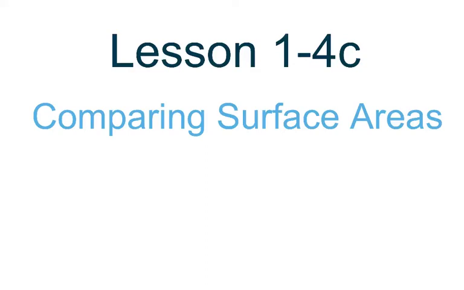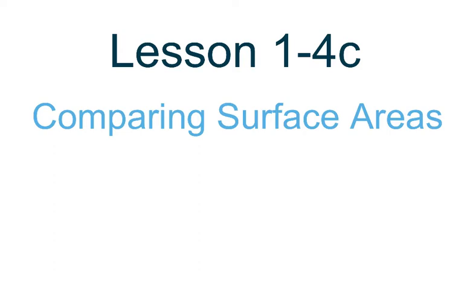Fifth graders, we have yet another lesson. That's a Minnesota Essential Lesson 1-4C. It should be in your binder, 3-hole punched. It's a white sheet. We're going to be comparing surface areas.